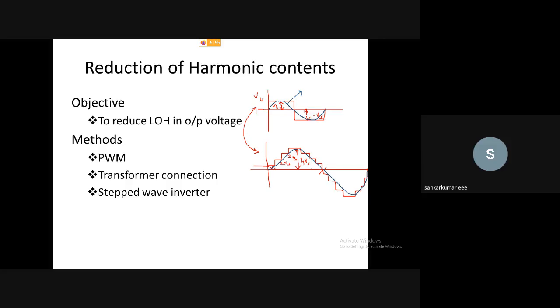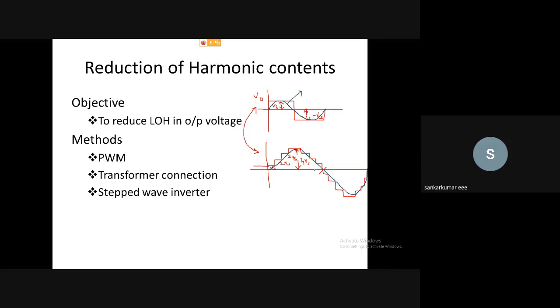By increasing the number of steps or number of levels, we can easily filter the harmonics, and by altering that output voltage waveform, it will approach more sinusoidal. So in this sense, the filtering can be easily done in the case of a multi-level inverter. Those are all the advanced techniques. In multi-level inverters also, different types of PWMs are used for suppressing the harmonics.